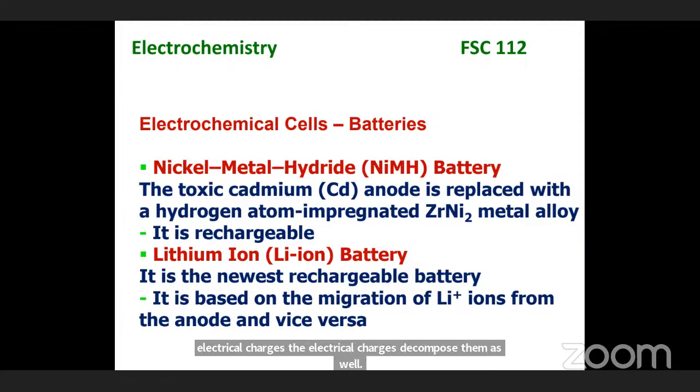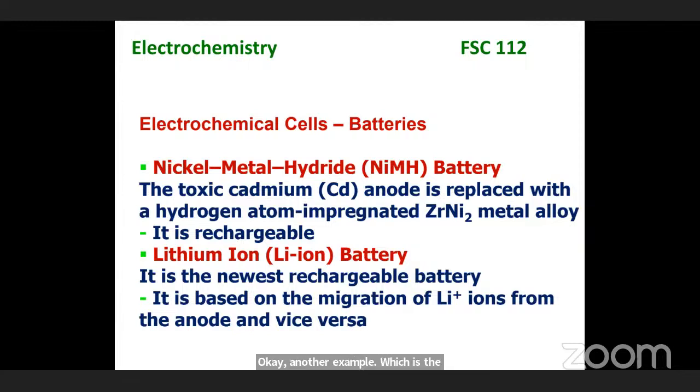Okay, another example, which is a modification of the nickel cadmium, which is also rechargeable, is the nickel metal hydride battery, NiMH. In this, the cadmium is replaced because of its toxicity. So the toxic cadmium anode is replaced with a hydrogen atom impregnated with zirconium nickel. Zr is zirconium, Ni is nickel. So ZrNi2 metal alloy. You know what alloys are?